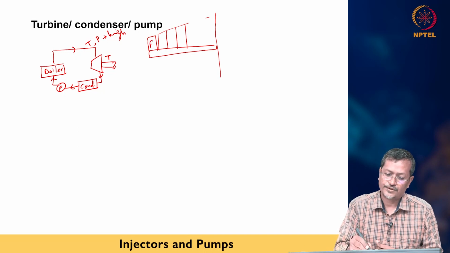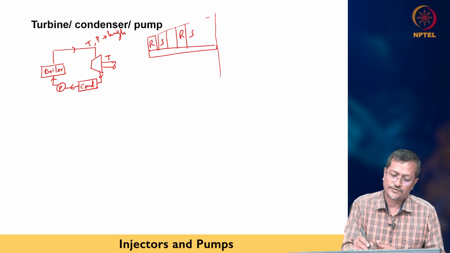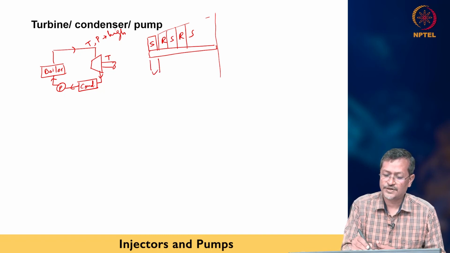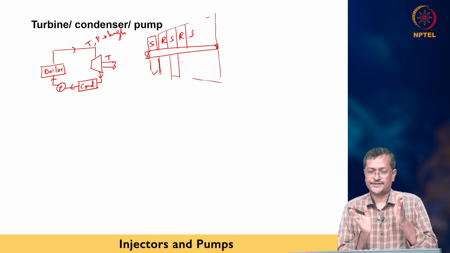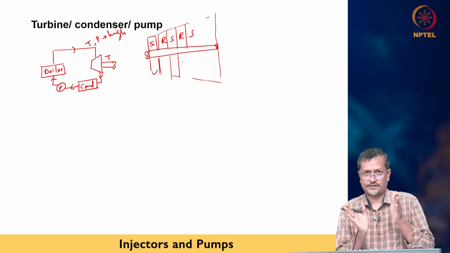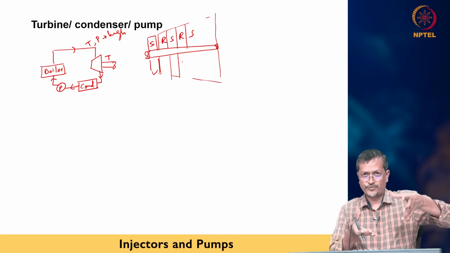So one rotor, one stator, rotor, stator. I'll draw like this: stator, rotor, stator, rotor. Similarly this side also will be there. This is the shaft. Initially the turbine is getting very high temperature, high pressure steam, so small volume is there.